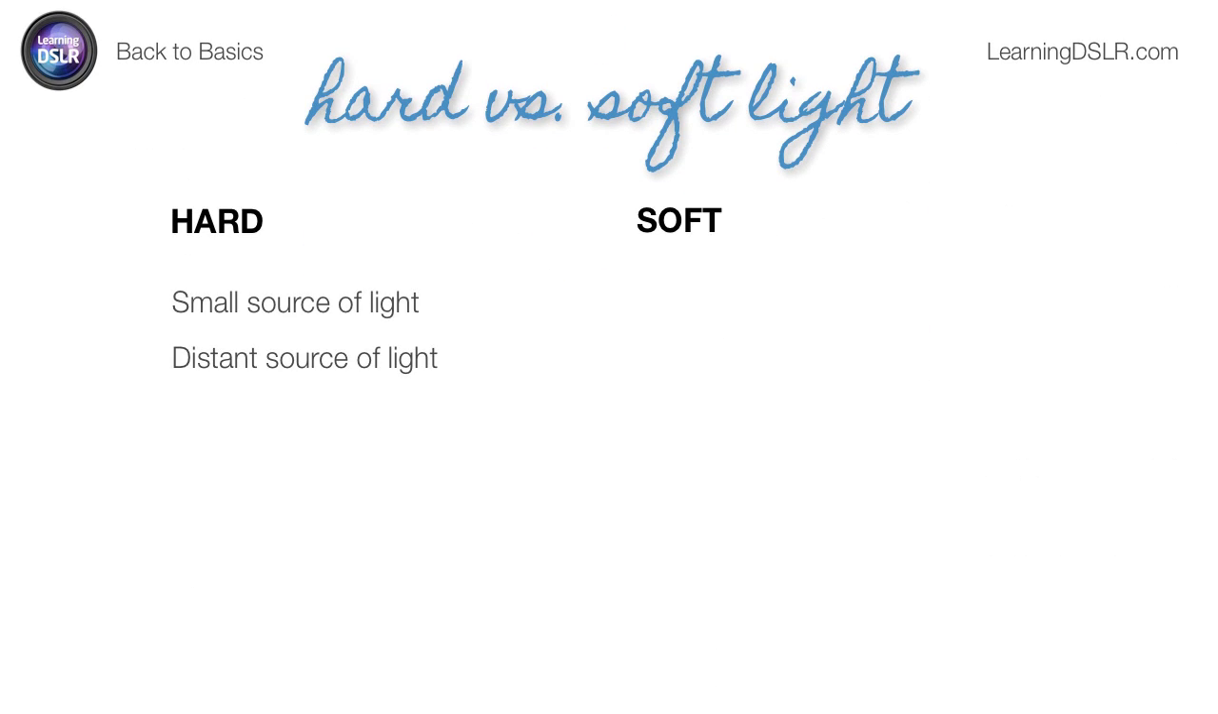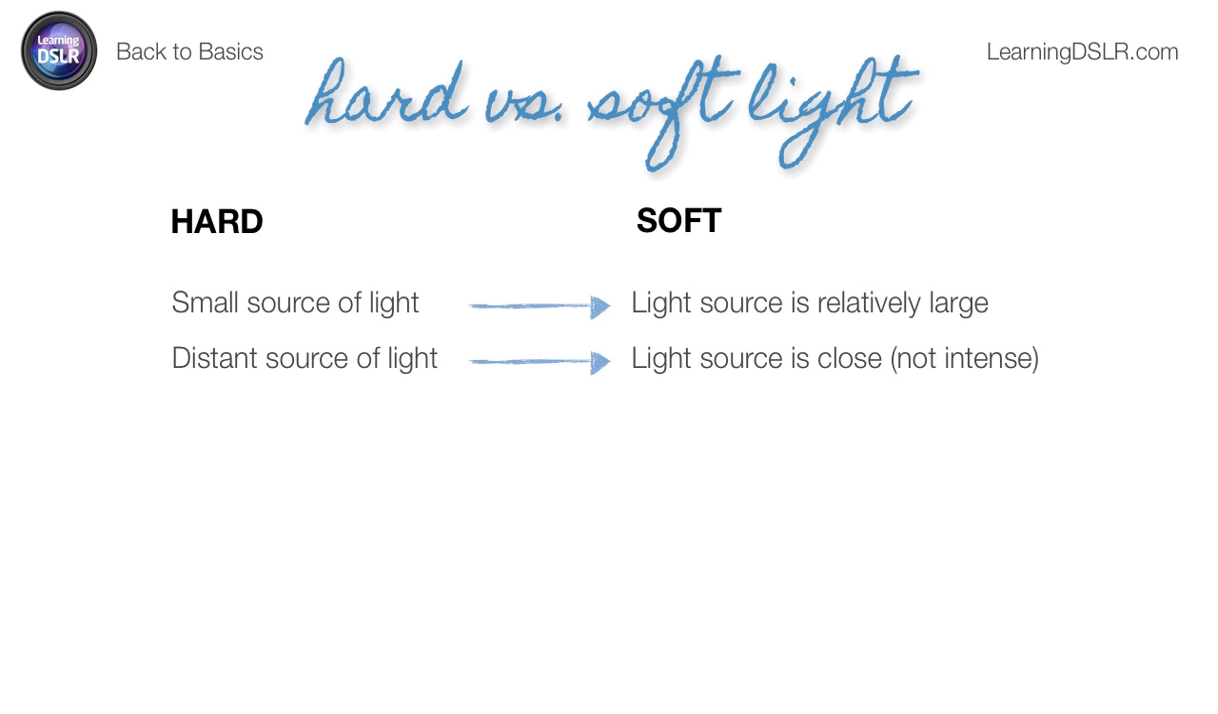So just to recap, hard light, in terms of how you get it, comes from a relatively small source of light and also a distant source of light, whereas soft light can only be generated from a light source that's relatively large to the subject you're photographing, and often it's very up close, because certainly something that is close is going to be relatively larger, just like that sun example.